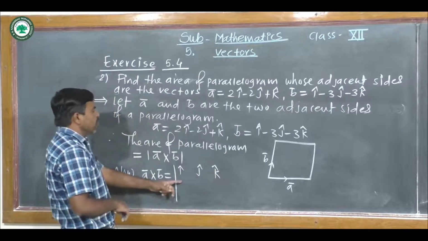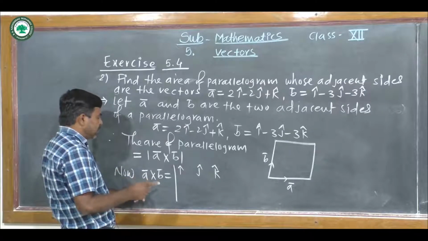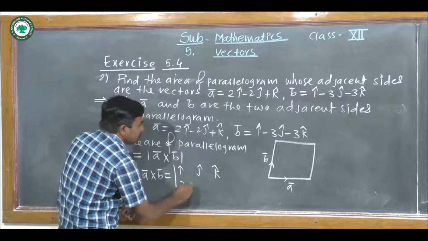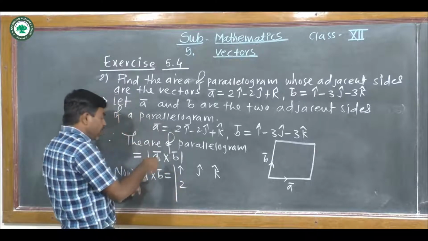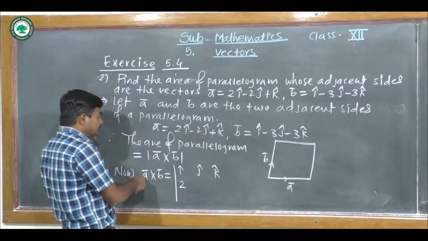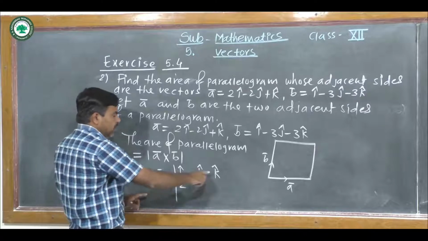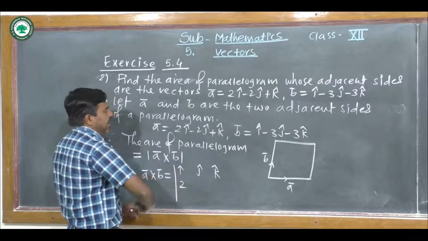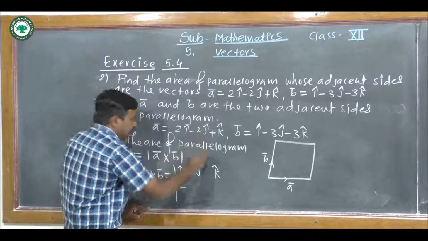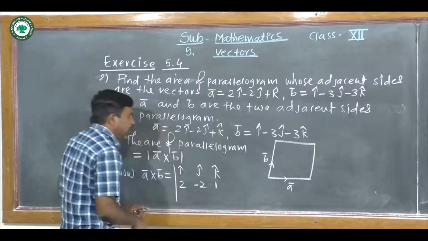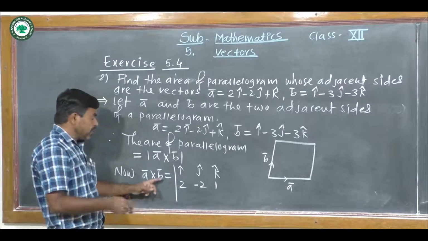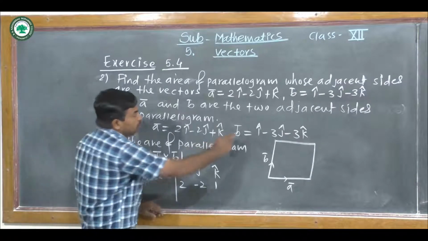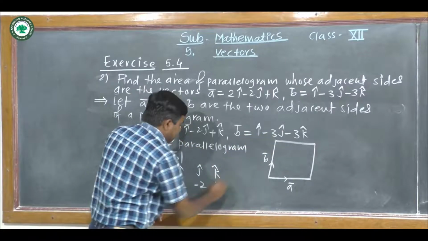Now, first row is the coefficients of i, j, k in a bar, and that is 2 minus 2, 1. Second row is the coefficients of i, j, k in b bar, and first row is common everywhere. And now third row is the coefficients of i, j, k in vector b, and that is 1 minus 3 minus 3.